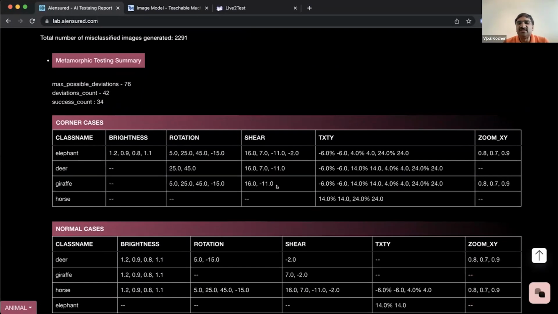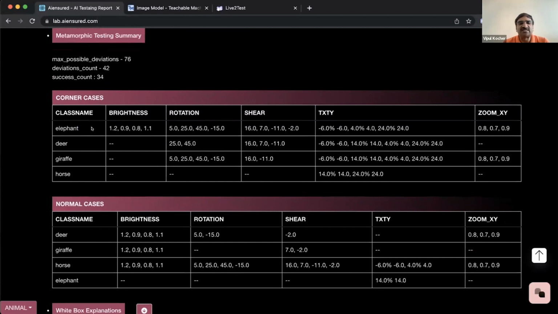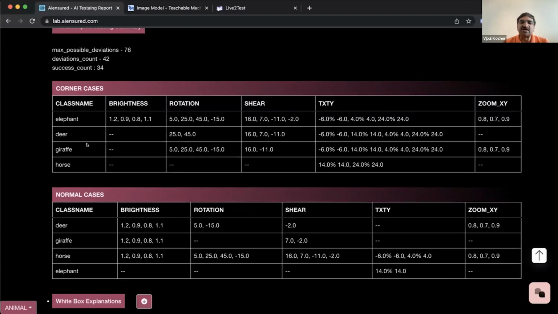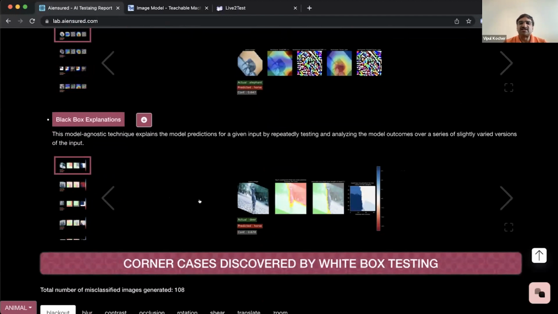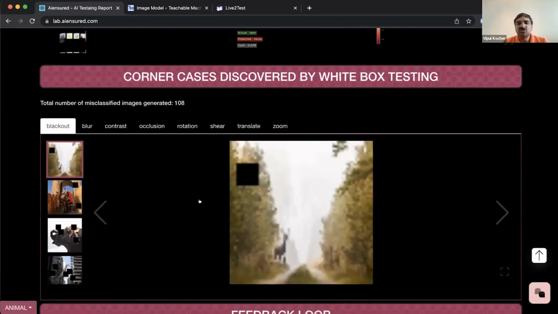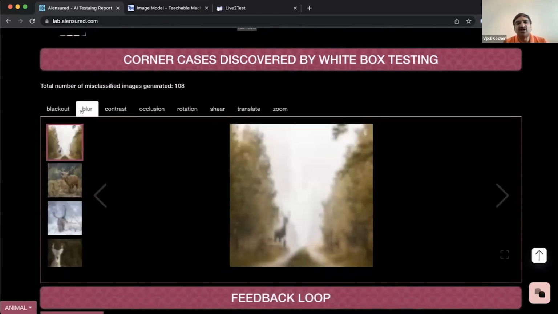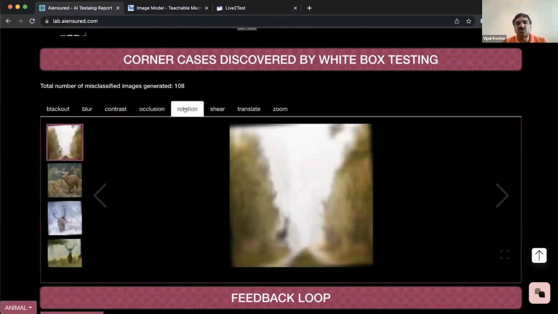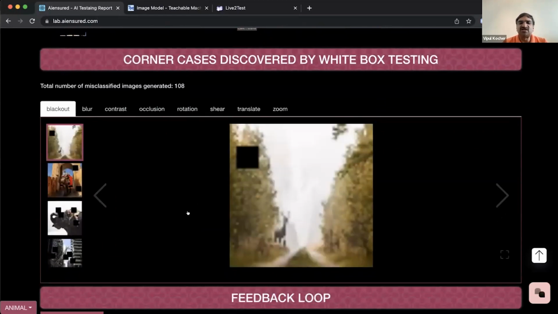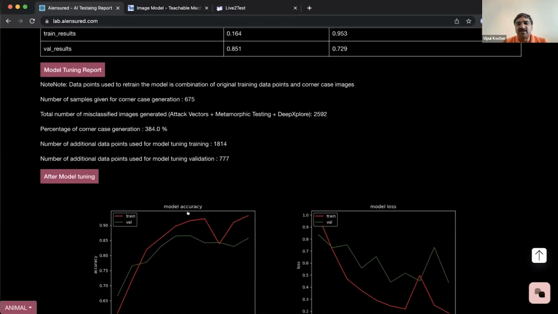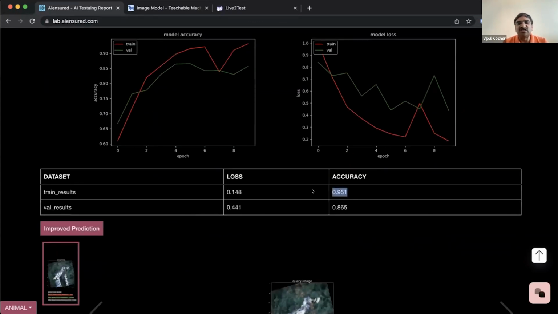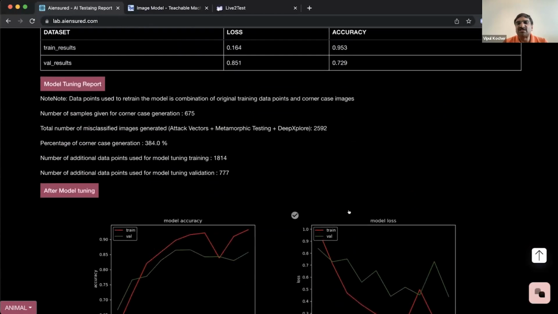Metamorphic testing, you can see here that we've done a lot of metamorphic testing, and we have found places where elephants are, for example, being recognized as something else, and so on. It includes things like taking an image, zooming out, zooming in, and so on and so forth. So we've discovered a lot of other corner cases by blurring of images, by changing the contrast, rotation, shear, blackouts, and so on and so forth. And then we take that data, we train the model again, and you would find that once we have trained the model, the accuracy increases as compared to the previous one.